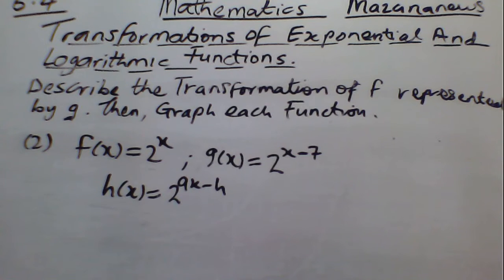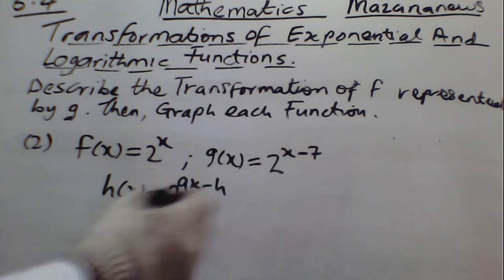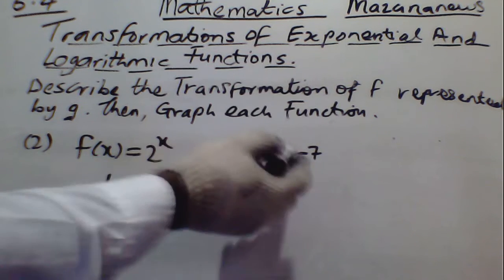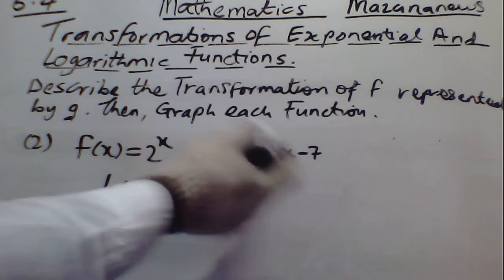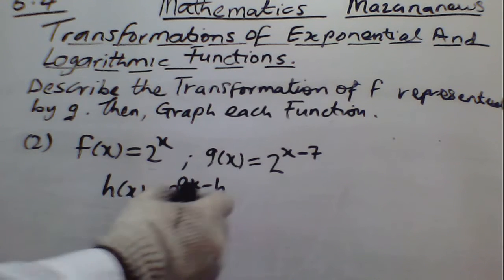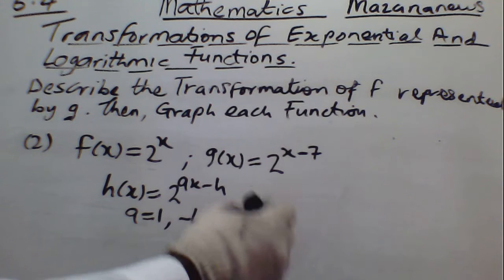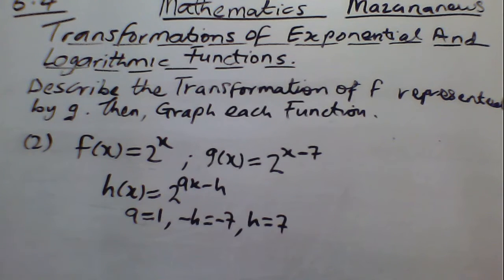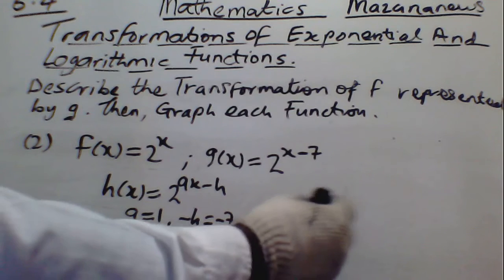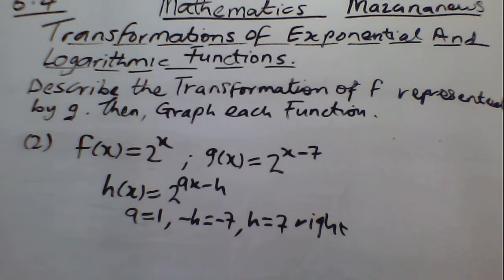So in this form, you see that a here is equal to 1, which means there is no change in the parent function with the g of x with respect to the parent function. Here we also know that minus h is equal to minus 7. In this case, h is equal to 7, which means it will move right, because it's positive, it will go to the right.